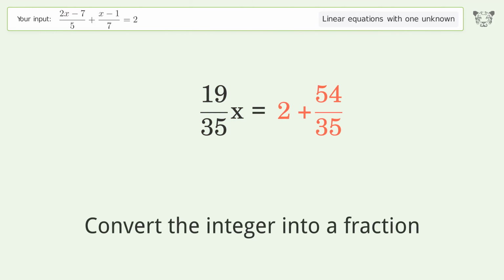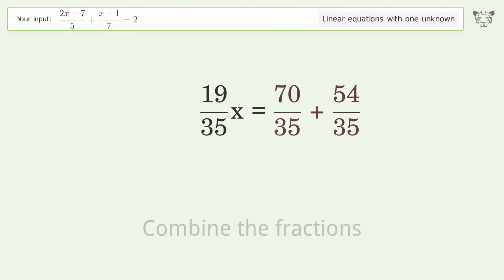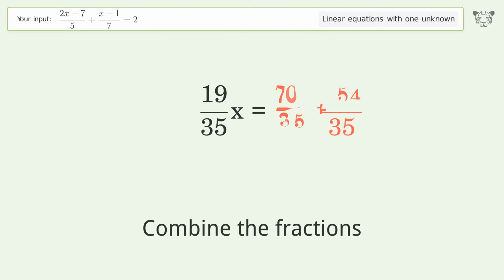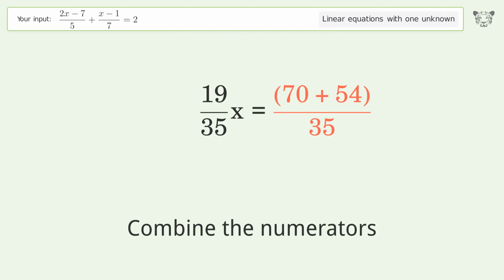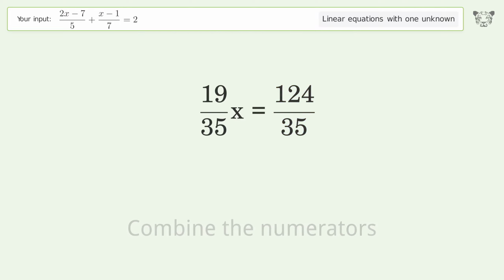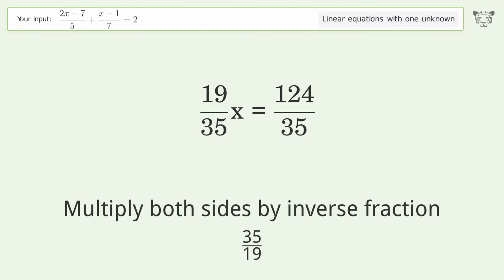Convert the integer into a fraction. Combine the fractions. Combine the numerators. Isolate the x. Multiply both sides by inverse fraction 35/19.